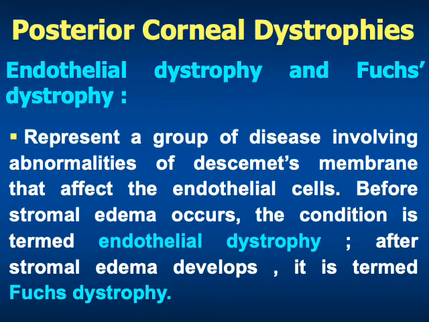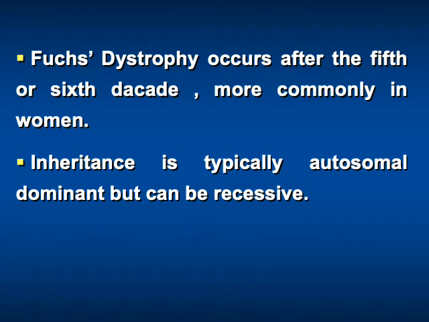So, without stromal edema, it is called endothelial dystrophy. After the occurrence of stromal edema, it's called Fuchs dystrophy. Fuchs dystrophy occurs in the fifth or sixth decade of life, more commonly in women. Inheritance is autosomal dominant, but can be recessive.